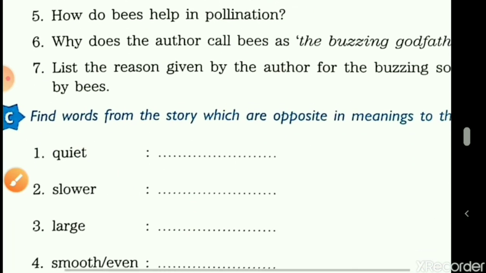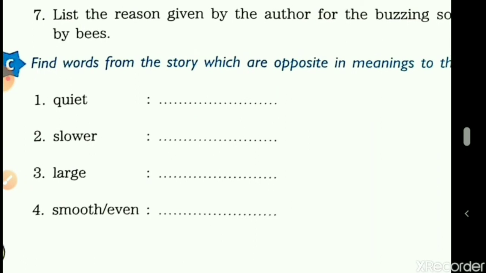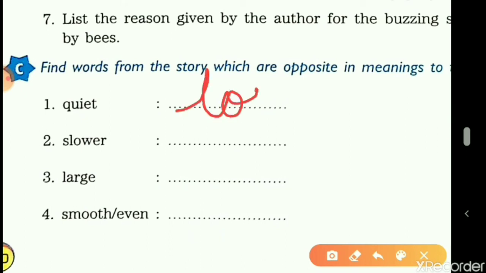Now children, we need to find, this is exercise C. We need to find the words from the story which are opposite in meaning to the following words. Now we have to find opposites, antonyms, from the story. So now our first word is quiet. And what is the antonym, opposite, of quiet? That is, children, loud.